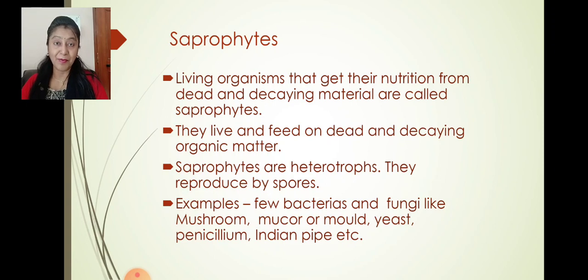The examples of saprophytes are a few bacteria and fungi like mushroom. Since it has been raining, very soon you can find some mushrooms growing near your house. These mushrooms are examples of fungi, along with mucor or mold, yeast, penicillium, Indian pipe, etc. Mold also grows on old food. Yeast is used while preparing idlis and other food products in which we need some sponginess. So it has some uses also, but basically saprophytes are organisms which get their nutrients by absorbing them from dead or decaying organic matter.